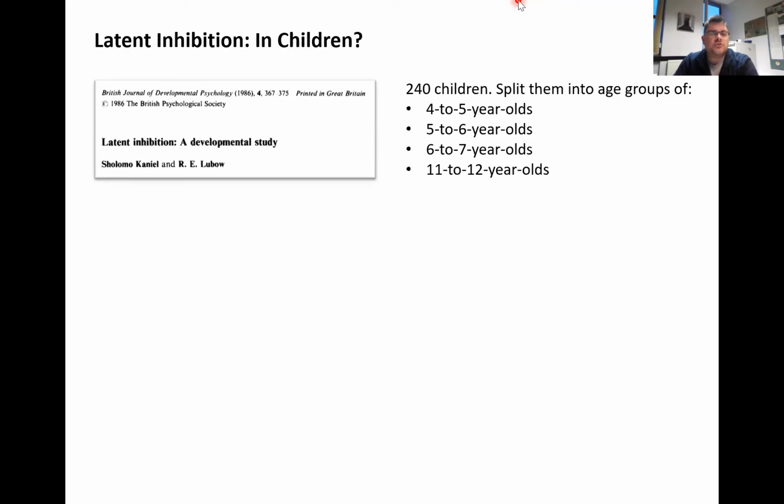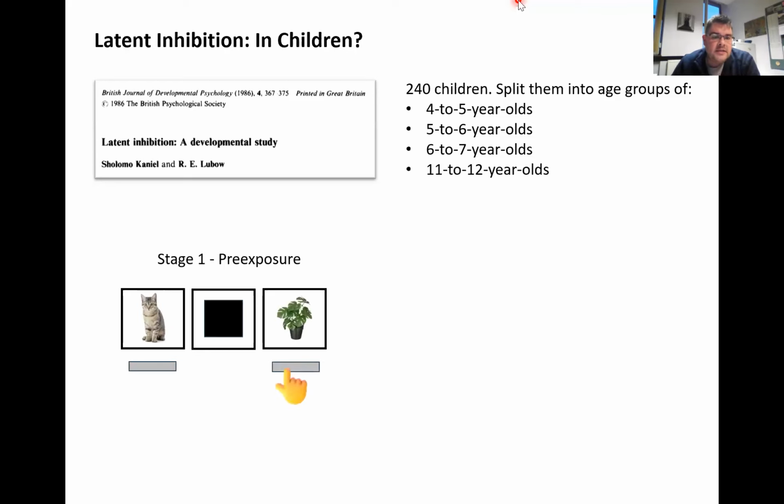So one of the most influential studies of latent inhibition in children was reported by Kanyal and Lebov in 1986. They recruited 240 children and split them into age groups that you can see in the top right-hand corner. And in their task, they had a pre-exposure stage in which participants were pre-exposed to a black square, for example. This is the pre-exposed stimulus in the middle. I said a moment ago that often, in order to study latent inhibition, the pre-exposure is embedded within a concurrent task. And the concurrent task that children were engaged with was pressing a key underneath a picture of a plant, but not an animal.